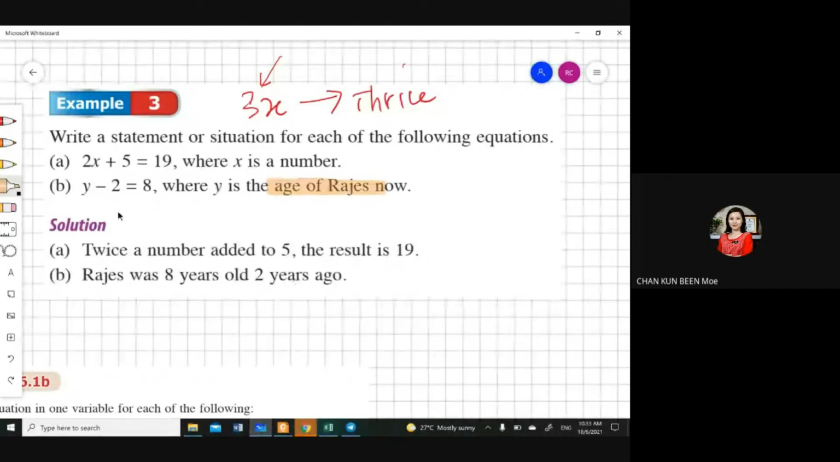Okay, you see, y is the age of Rajesh. Minus 2 meaning that 2 years ago, right? That is his age equal to 8. So Rajesh was 8 years old 2 years ago.